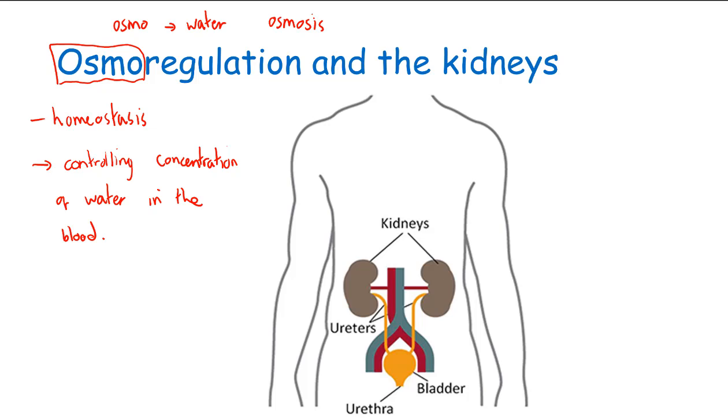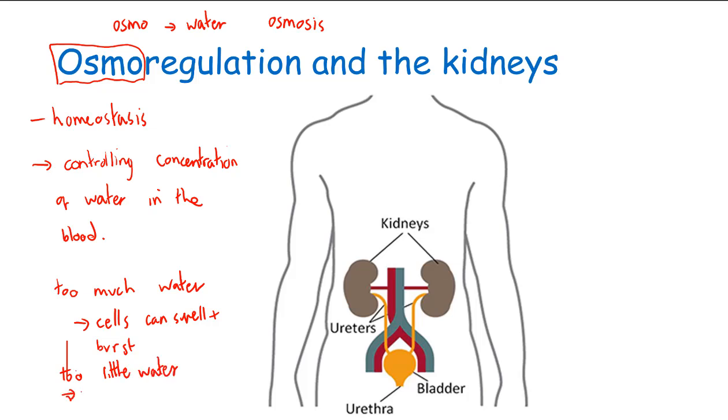Now, this is really important because if there is too much water in the blood, the cells can swell and burst. If there's too little water, water will leave the cells and the cells can die. So either way, if there's too much water or too little water, the cells in the body can die. Therefore, it needs to be really, really carefully controlled.